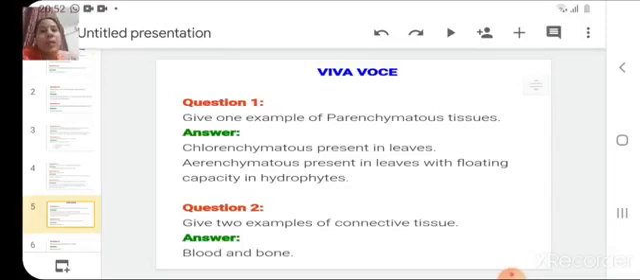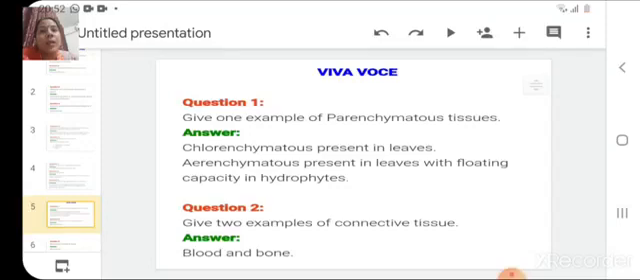Again, one more example you can give is aerenchymatous tissue, and these tissues are present in aquatic plants. Aquatic plants are also known as hydrophytes. Hydro means water, phytes means plant. The plants which live in water are known as hydrophytes. In these plants, to provide lightness or buoyancy, big pockets of air are trapped inside them in the form of aerenchymatous tissues. So you can give that example also.